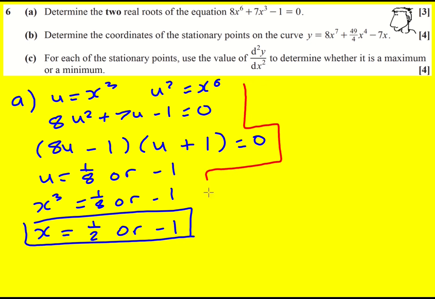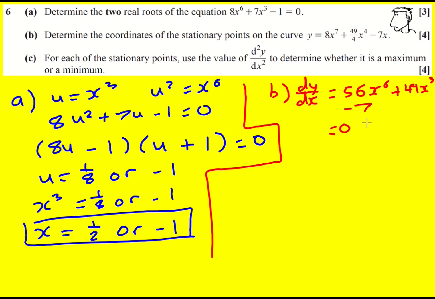Right, for B, we're asked to determine the coordinates of the stationary points of this curve. Looks somewhat familiar. The dy by dx will equal 56x to the 6. I times by the 7 and reduce the power by 1. Then when I'm dividing by 4, they just cancel. So I'll get 49x cubed minus 7. And this will equal 0 for stationary points.